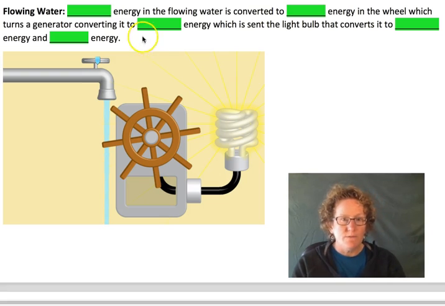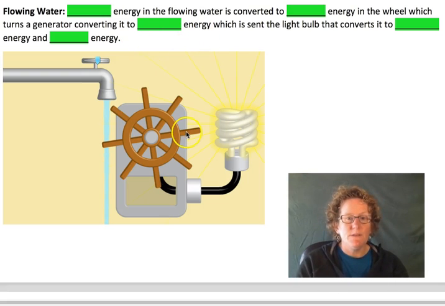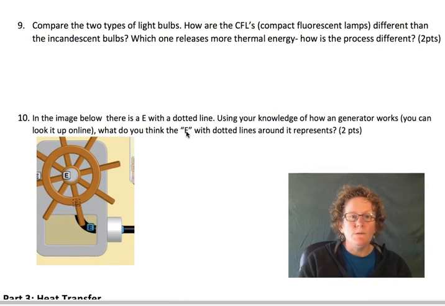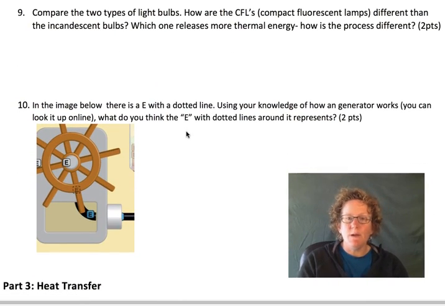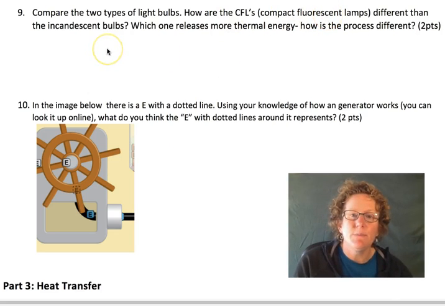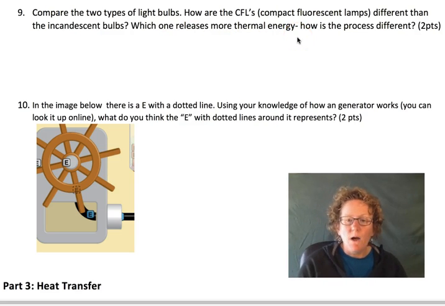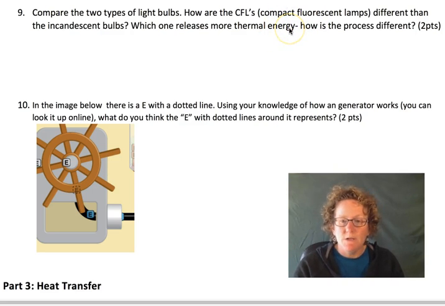So now you know how to fill in these green boxes that we've seen this system at work. And you can compare the two different types of light bulbs. How are compact fluorescent lamps different than the incandescent bulbs? Which one releases more thermal energy, and how is the process different? And if you want, you're welcome to go look up this question online. Just make sure you put things in your own words and cite your source.